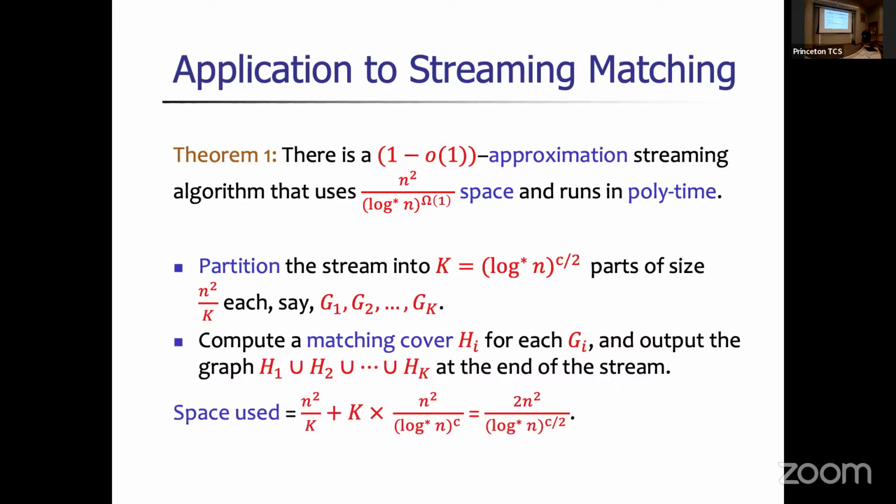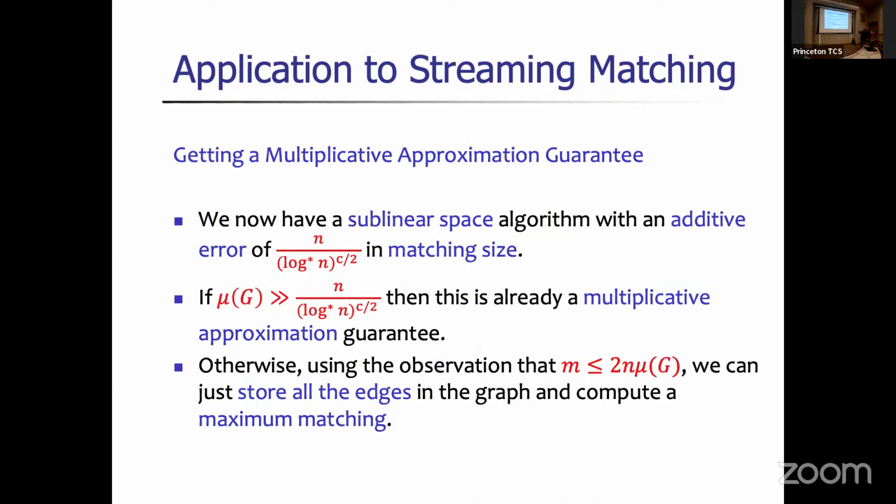So what's the space used? Well, I need n squared over k space to process each G_i. Then I'm going to compress it to a matching cover of size n squared over log star n to the c, but I'm going to store k of them. Our choice of k is balancing these two quantities, and you will basically get n squared over polylog star n. Same for the error: you will still walk away with an additive error of n over polylog star. That's additive error.